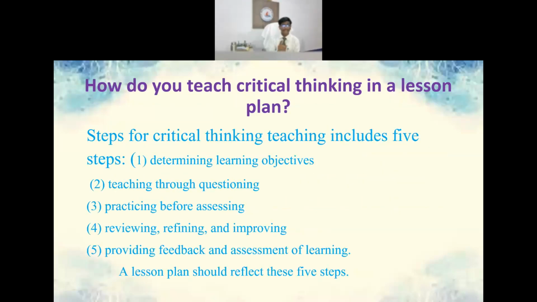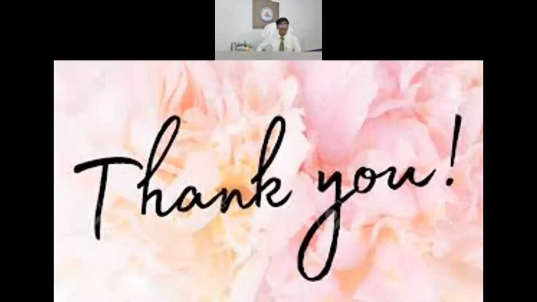See here: planning, determining learning objectives, teaching through questioning, practicing before assessing, reviewing, refining and improving, providing feedback and assessment for learning. A lesson plan should reflect these 5 things. When I make a lesson plan for critical thinking, in order to have smart learning, I should have these 5 things in my lesson plan. These things easily help us to understand what I should do.